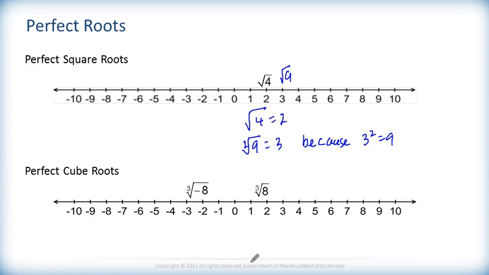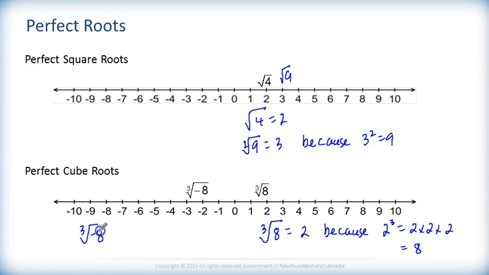So down to the perfect cube roots. The cube root of 8 is equal to 2, because 2 cubed, which is equal to 2 times 2 times 2, is 8. On the other hand, the cube root of negative 8 equals negative 2, because negative 2 exponent 3 equals negative 2 times negative 2 times negative 2, which gives us negative 8. Notice the odd number of negatives here.